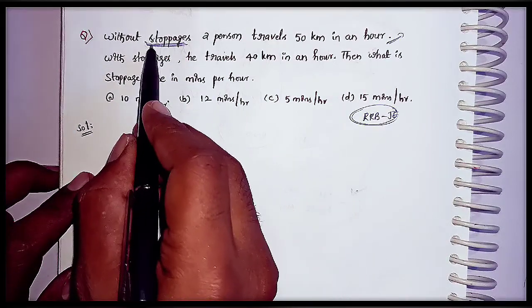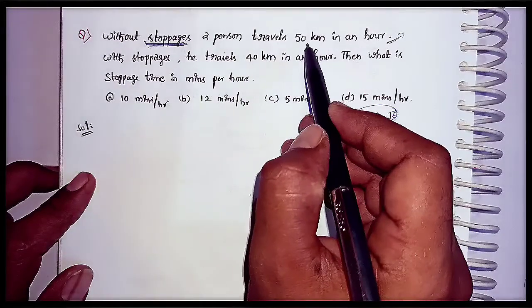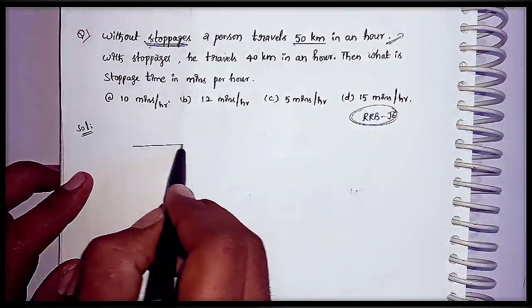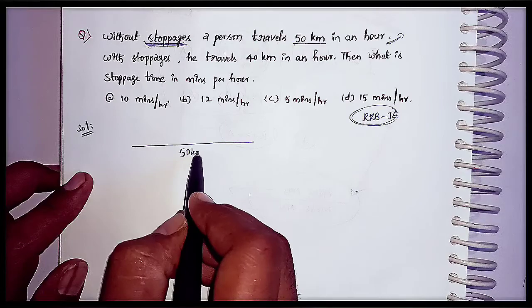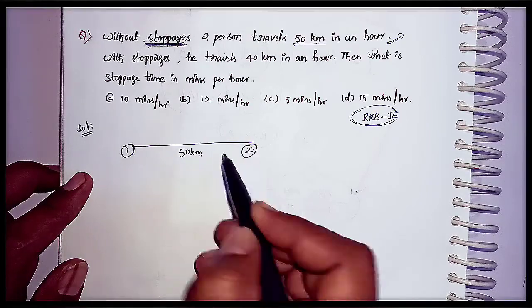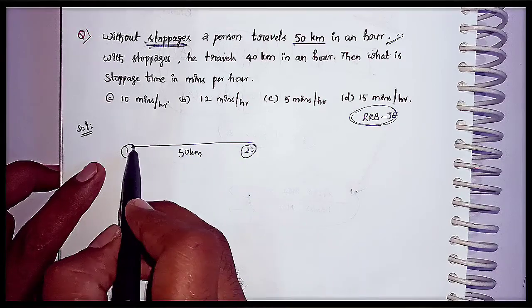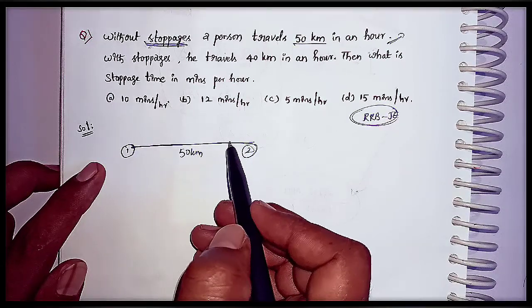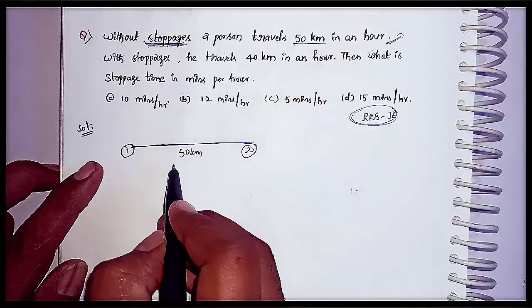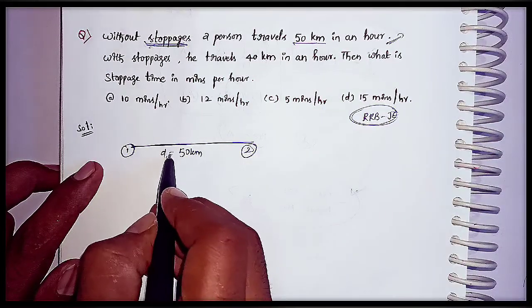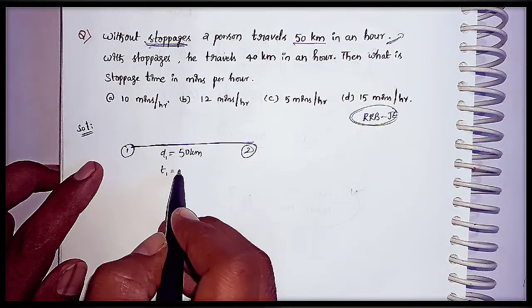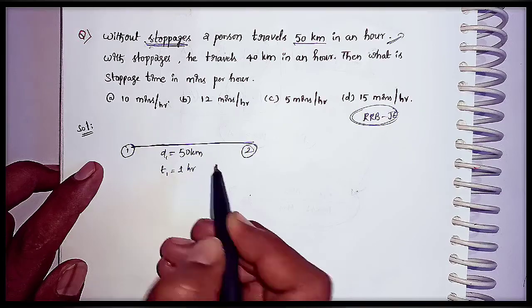That means without stoppages, a person travels 50 kilometers. Let us consider there is a 50 kilometer distance from point 1 to 2. When a person is traveling without any stoppages anywhere, he is traveling continuously from point 1 to 2. In an hour, let us consider this is the distance d1, 50 kilometers, and time t1 equals 1 hour.